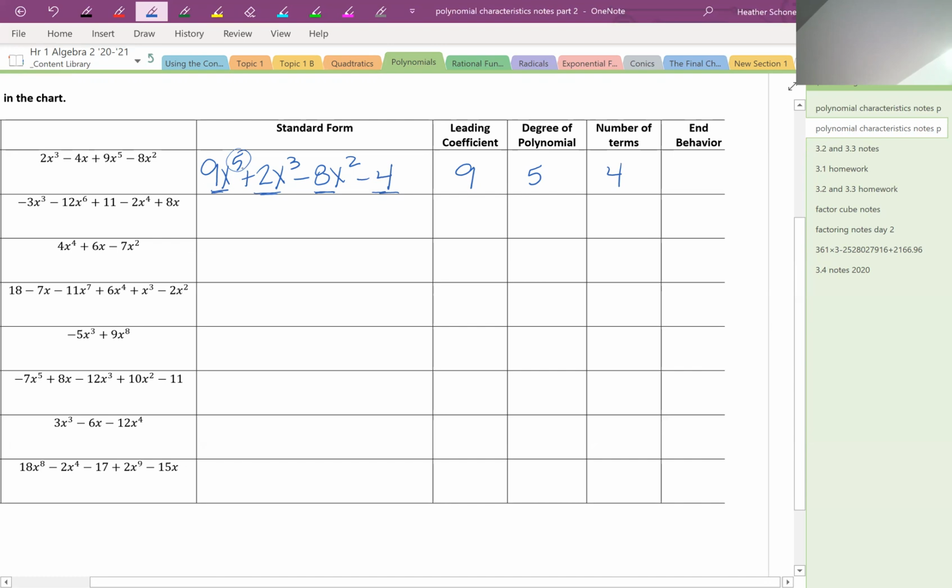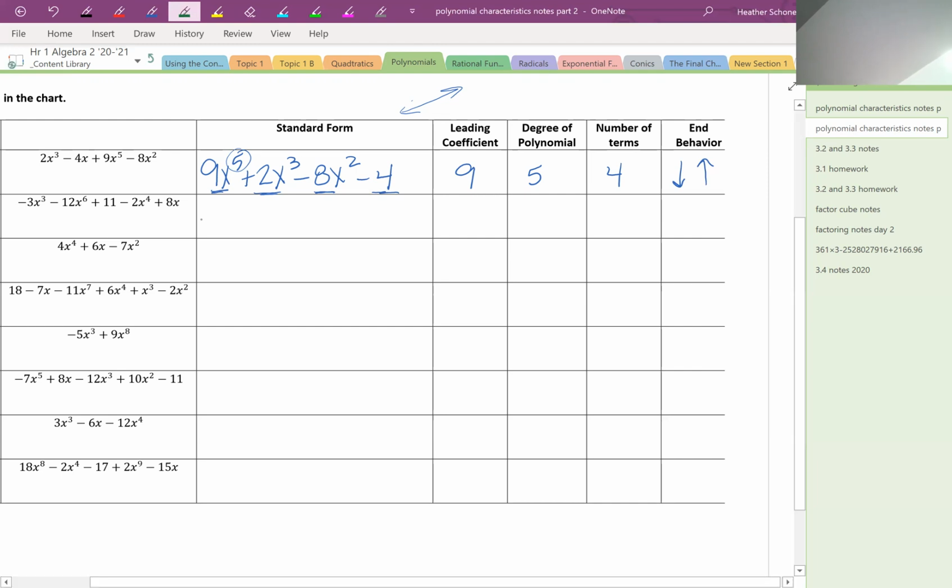So odd means they're going different directions. Because the leading coefficient is positive, think of a positive slope of a line. It's going up to the right. So it's going to be up to the right and down to the left. Let's try the next one.